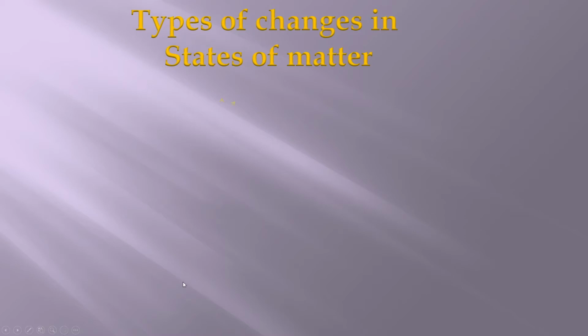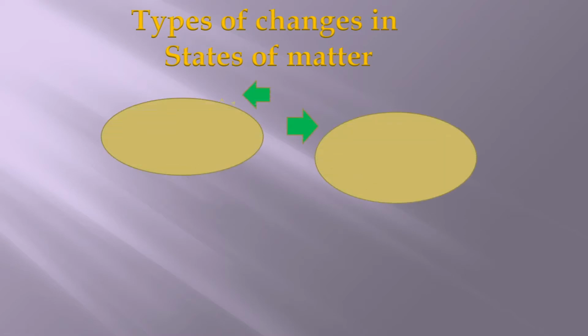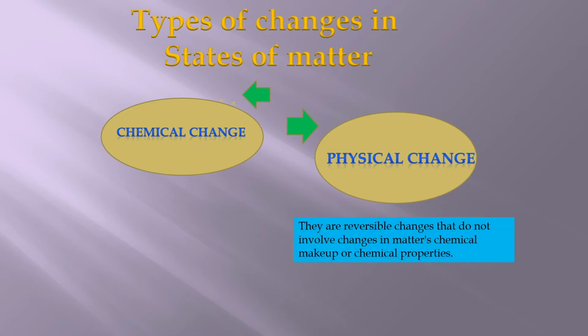Okay, so with our prior knowledge, we know that the changes in states of matter are of two types. Those are chemical change and physical change. Physical changes are the reversible changes that do not involve any change in the chemical composition of the substance. For example, melting, freezing, etc.